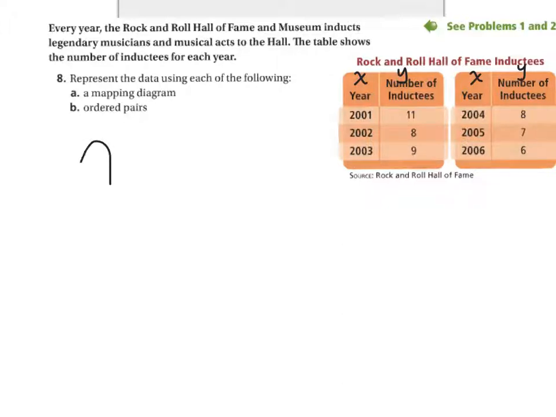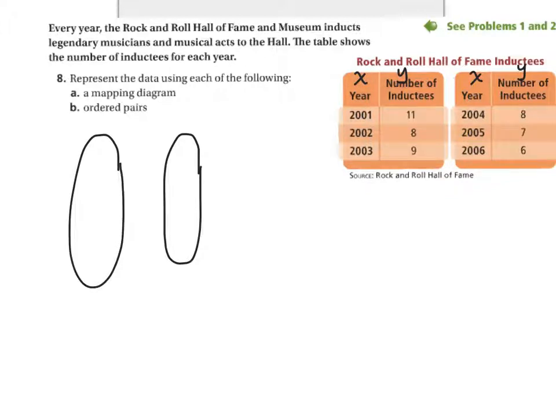We're going to draw two big ovals here. Okay? And what we're going to do is we're going to list out the X values. So as I list out the X values here, make this oval a little bit bigger so we can put these numbers in here. We're going to put in the number 2001, that's an X value, 2002, 2003, 2004, and 2005, and 2006. Okay, so we're going to put those numbers there.